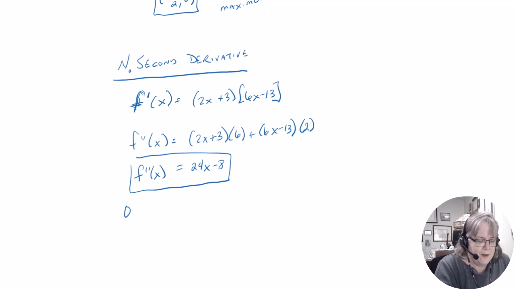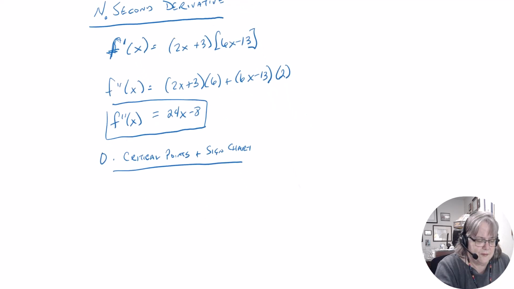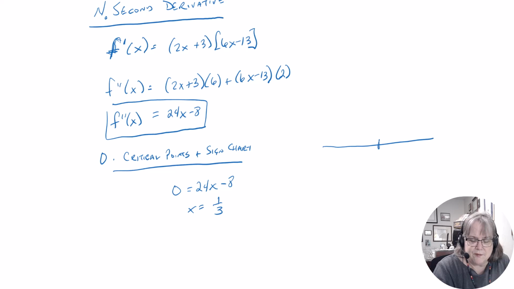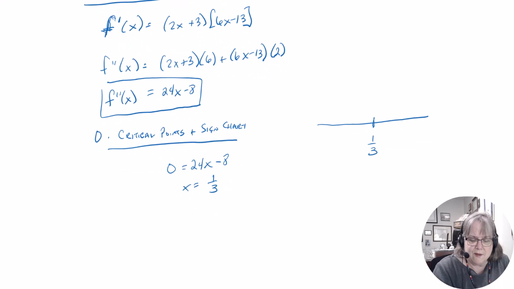All right. Then we want the critical points, critical values, critical whatever your teacher calls them, and a sign chart. I abbreviated that a little bit. All right, so you set this equal to 0, and x turns out to be 1/3. So here's your sign chart. And so I need a test point to the left of 1/3. So 0 is a good choice. And then 1's a good choice. So we're going to do 0 and 1.